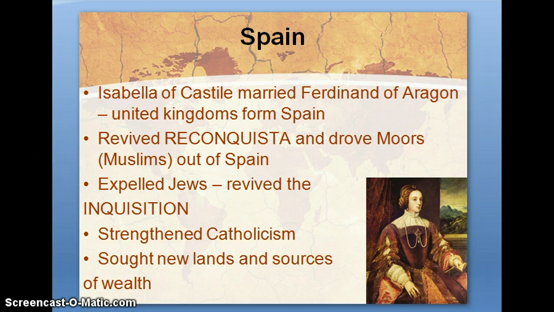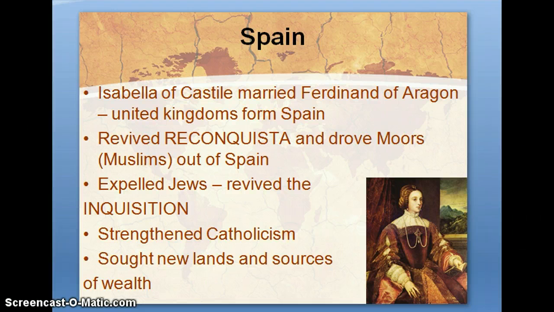Now, if you remember, the Moors, the Muslims, came through from the Middle East, through North Africa, and up into Spain, and were living there. And a lot of the Moors were merchants and the intellectuals, the teachers, the professors of Spain, as was the Jewish population. So when they kick them out, we're going to see some issues with Spain not having as many merchants and kind of having some issues with that.